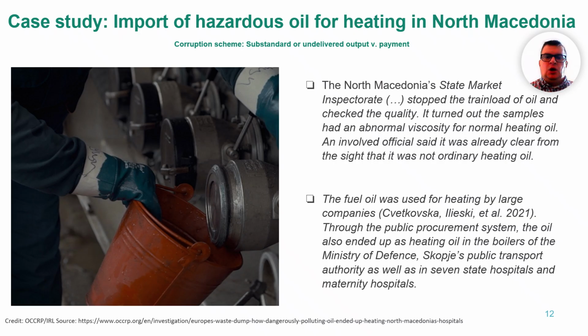Behind the smoke was a corruption scheme. Hazardous oil, classified as waste, was imported and sold as heating fuel. On paper, everything looked fine. Contracts signed, invoices paid, deliveries confirmed. But in reality, the hospitals were not receiving proper fuel. They were receiving toxic waste disguised as energy. This allowed companies and officials to profit, while citizens paid the price with their health.